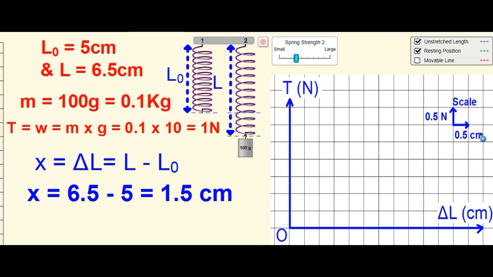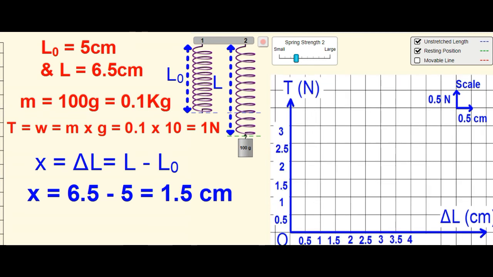And as we said, we are taking the scale 0.5 centimeter on the horizontal division and 0.5 Newton on the vertical division. So we can write here 0.5, 1, 1.5, 2, 2.5, 3, 3.5, and 4. Each division we are increasing 0.5. Also on the vertical divisions, 0.5, 1, 1.5, 2, 2.5, and 3. Each division we are increasing 0.5.